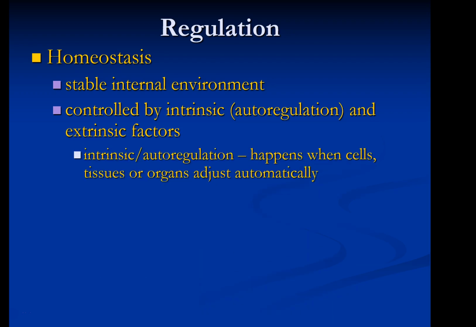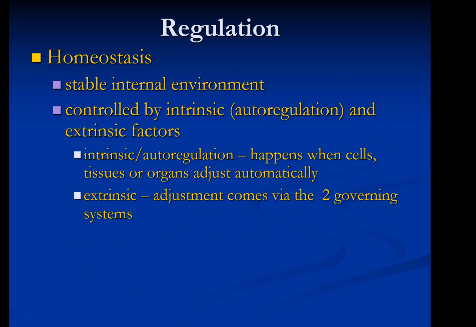Intrinsic or auto-regulation happens when the cells or tissues adjust themselves automatically. And then extrinsic is oftentimes from one of the two governing systems, which are the nervous system and the endocrine system.